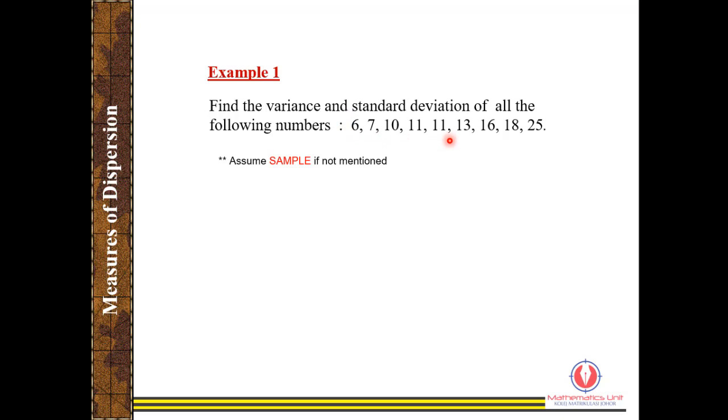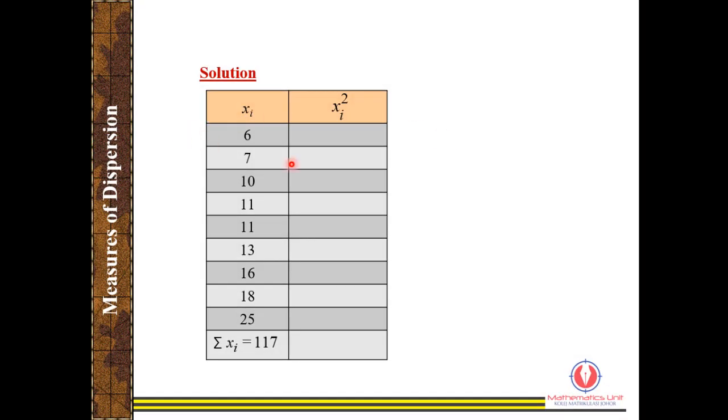So, assume sample is not mentioned, so we just use the formula. Before that, we total up all the values of x. So, we get 117. Next, we square each x. So, we get 6 squared is 36, 7 squared is 49, 10 squared is 100, until 25 squared is 625. And then after that, we total up all x squared. So, we get 1801.